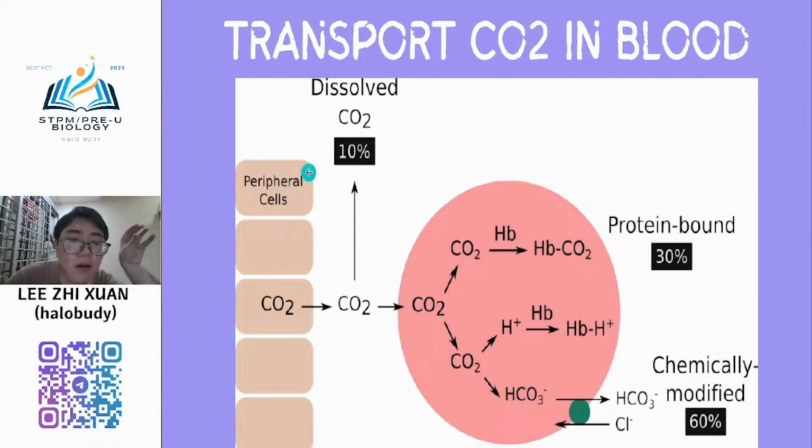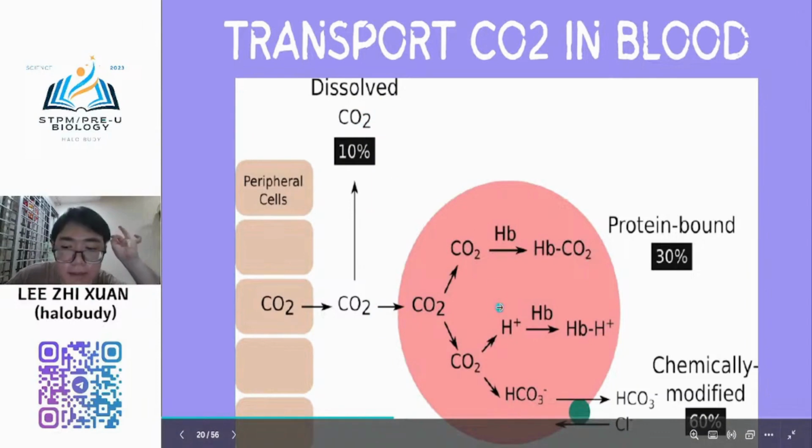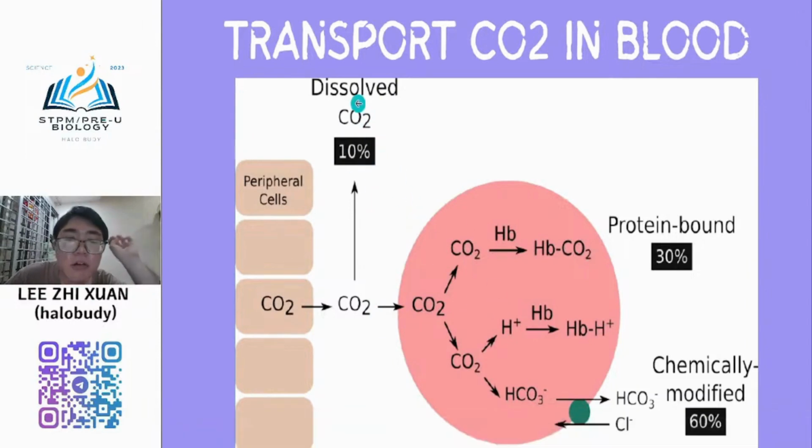Once the cell releases the carbon dioxide, it diffuses into the blood capillary. Then this carbon dioxide will either dissolve in the blood plasma or enter the red blood cell, the erythrocytes. Got two pathways. Either it dissolves in the blood plasma, which you see here is about 10%, but some books say 3%, so it is very little. Only a very small amount of carbon dioxide will dissolve in the water.